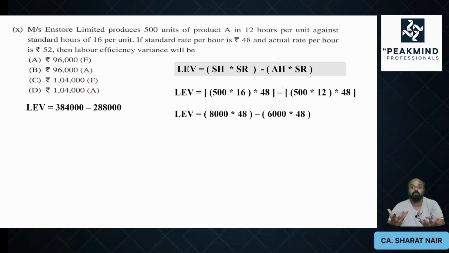Now, 3,84,000 is what I can spend, my expenditure can go up to 3,84,000, or my efficiency can go up to 3,84,000, but I have reduced it by 2,88,000. It means what? I have performed well. So the difference, whatever is there, it is 96,000 favorable. So I have performed well.